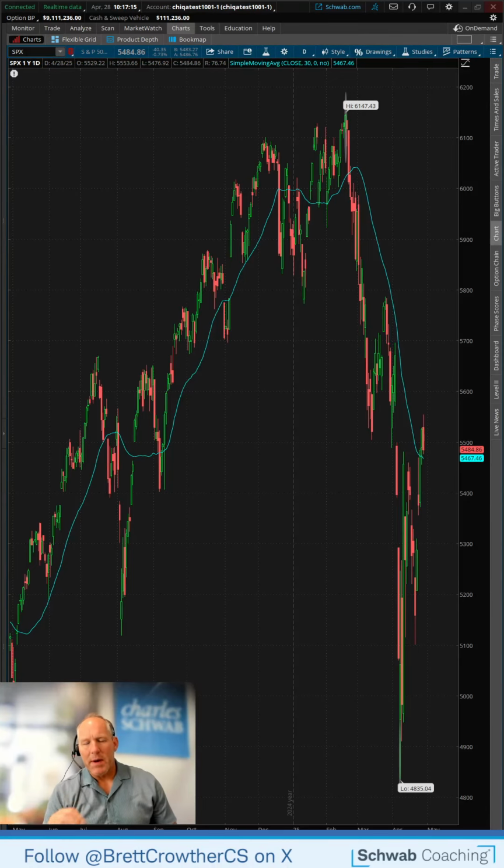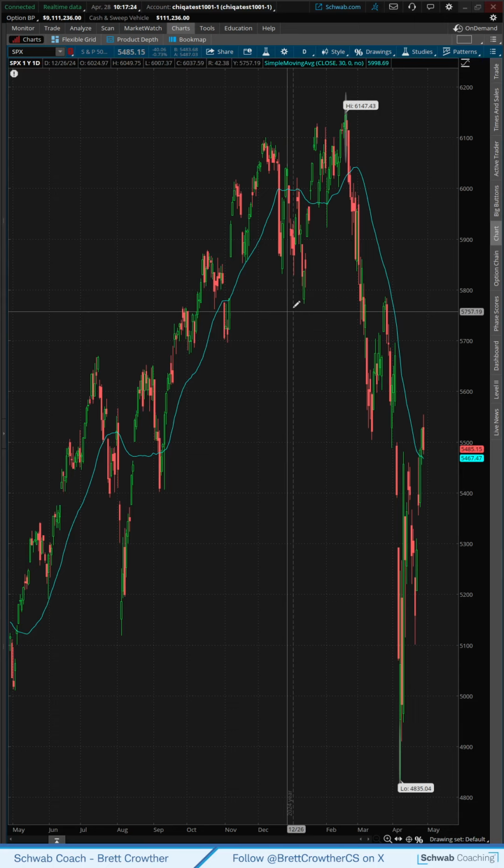Do you know how to use Fibonacci retracements to potentially identify significant areas of support and resistance? I'm Brett Crowder with Charles Schwab, and I want to show you some key points in doing that. So I'm going to come over to the SPX, and recently it had a high back in February.